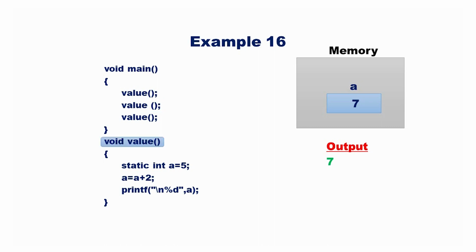Next statement is again function call. Go to value. Already the variable is in memory. A equal to A plus 2. A now becomes 9. Print A. 9 will be printed. Goes back to main. Call to value. Go to value. Variable already allocated. A equal to A plus 2. A now becomes 11. Print A will get the output 11. Goes back to main. End of the program.